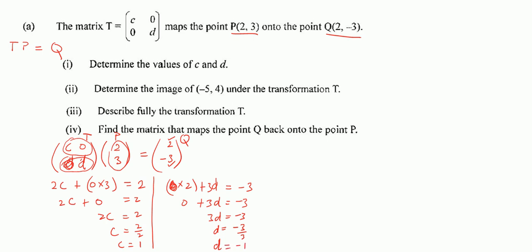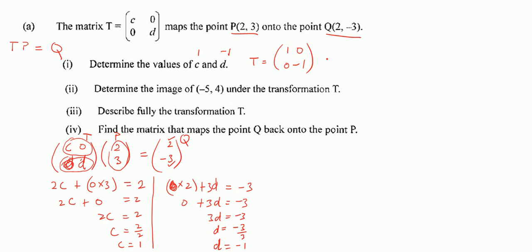So therefore C is 1 and D is minus 1. So the matrix T is really 1, 0, 0, minus 1. That's the answer for the first part, to determine C and D.